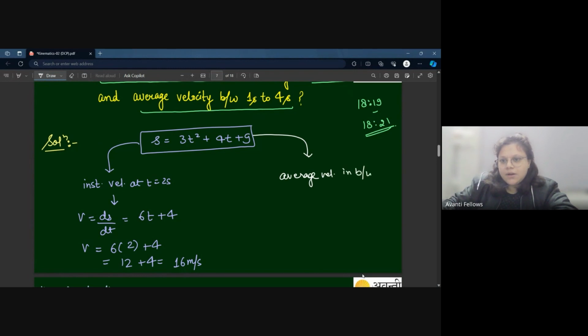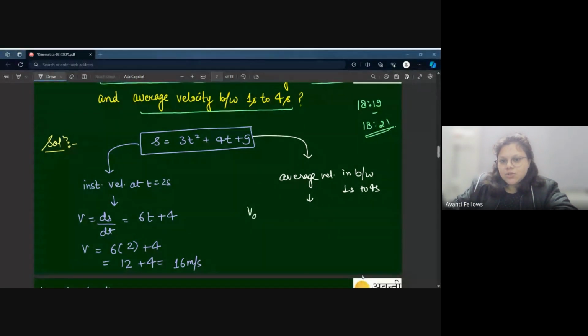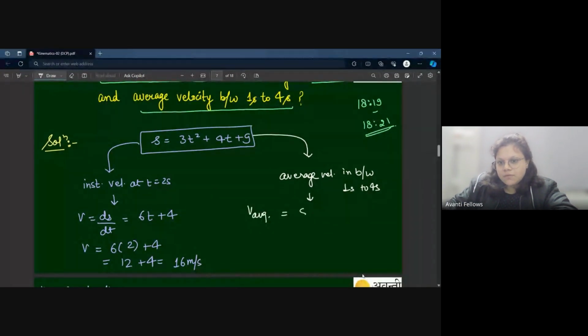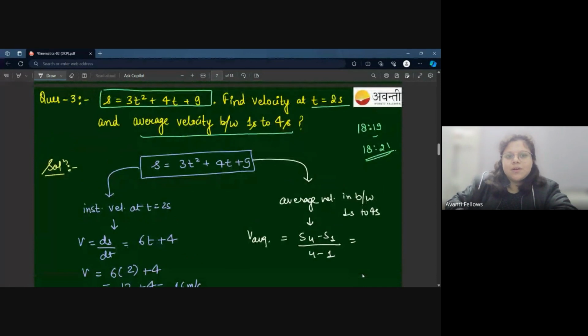In between 1 second to 4 seconds, you need to calculate the total displacement, which is S4 minus S1 divided by 4 minus 1. For S4, you just need to put t equals 4 and solve the entire expression. It would become 4 square is 16, 16 threes are 48, right?